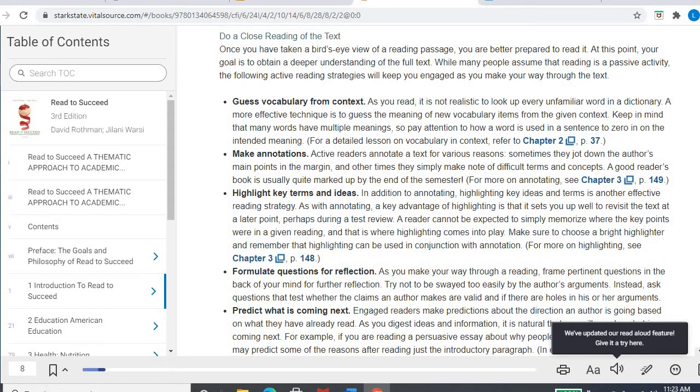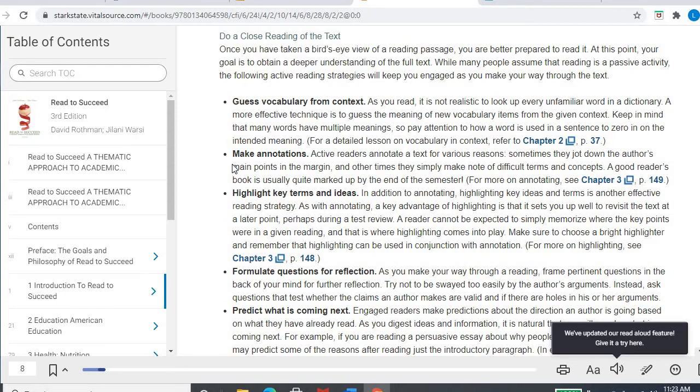Remember I said that reading is a process. There are things you want to do before, while, and after you read, which we will go into more depth with in the chapter one video next week. So here are the five strategies it is referring to. Guess vocabulary from context, meaning, are you able to look at the words or phrases around an unfamiliar word to see how they're being used?